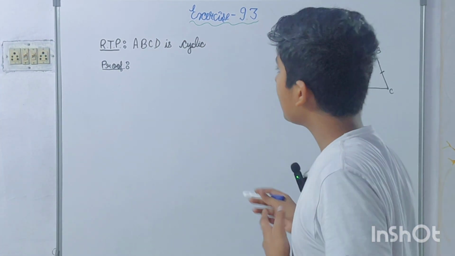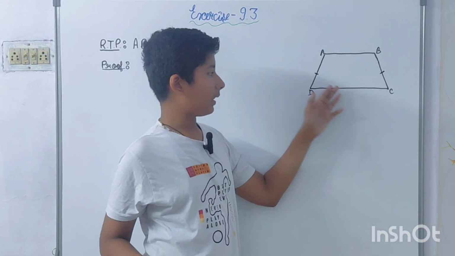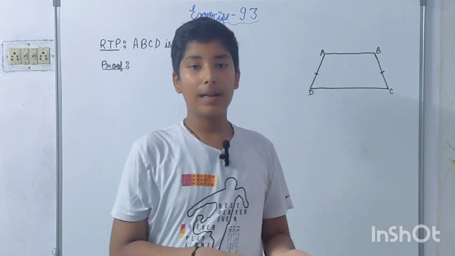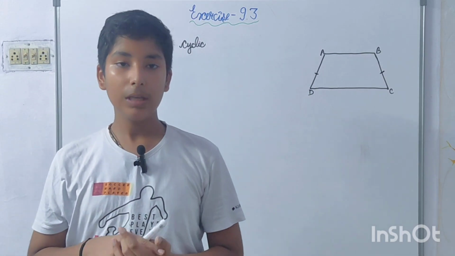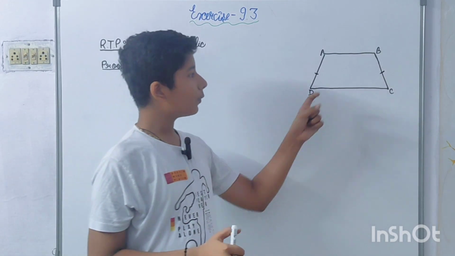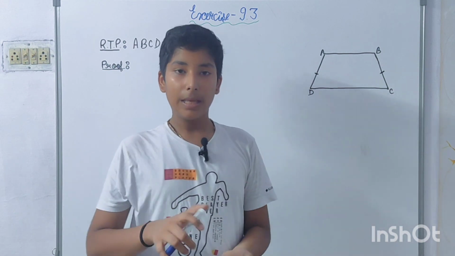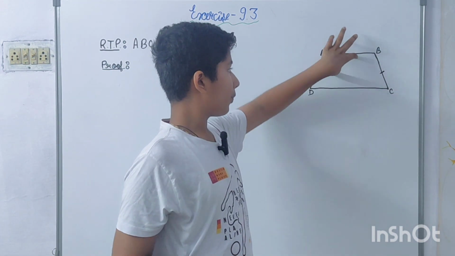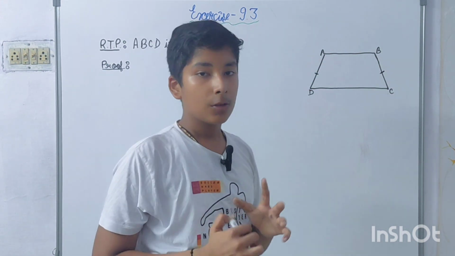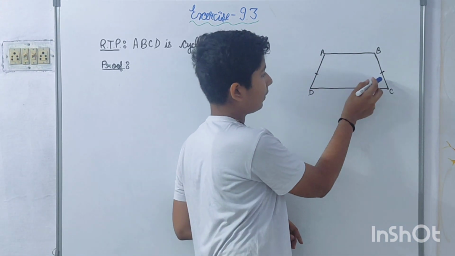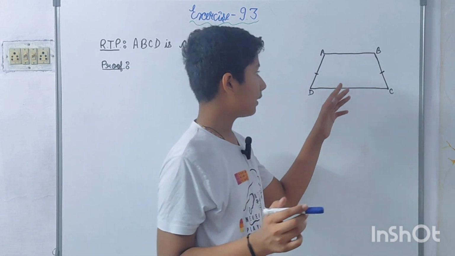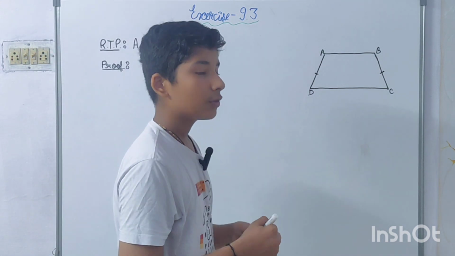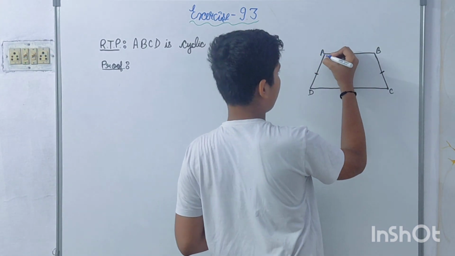In this question, it is given that this is a trapezium ABCD. In this, AD and BC are equal, meaning the non-parallel sides of this trapezium are equal to each other. We have to prove that this trapezium is a cyclic quadrilateral, meaning the sum of the opposite angles is 180. So, if we prove the opposite angle sum is 180 degrees, then we can say that this is a cyclic quadrilateral. Okay. So, first of all, to do this, we have to extend this.